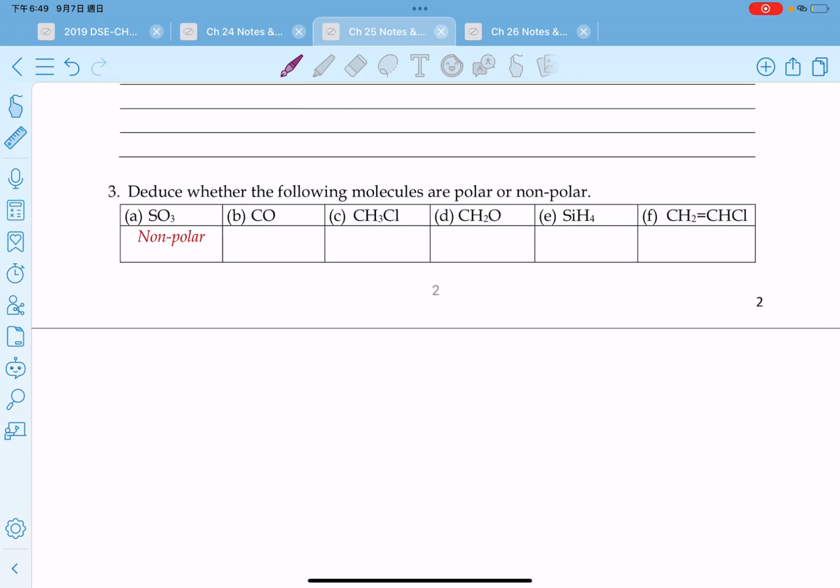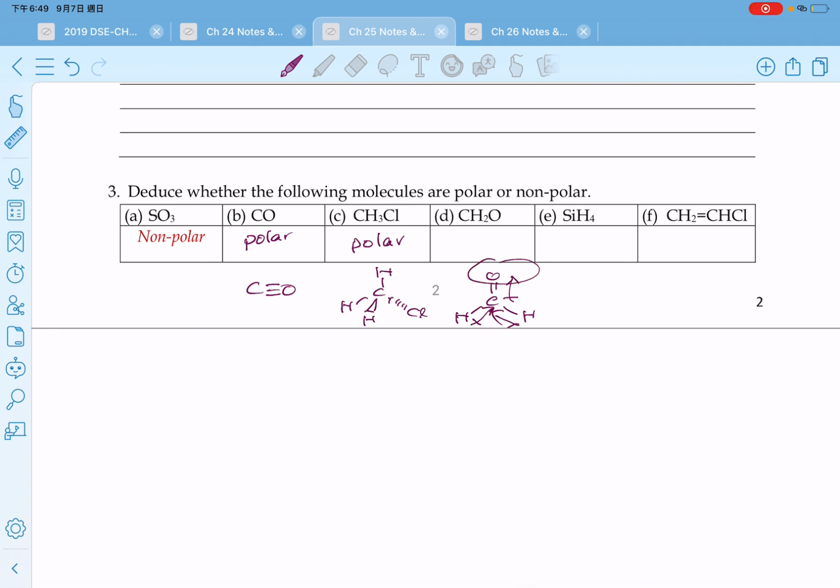Finally, it's about the molecules, whether each is polar or not. Carbon monoxide is polar. CH3Cl, because it is not completely symmetric, is polar. CH2O: the electrons will be withdrawn upward, and then hydrogen will give the electrons as well. The upper part will be delta negative, so it is polar. SiH4, you don't have to check the tables because it is symmetrical, so it is non-polar.